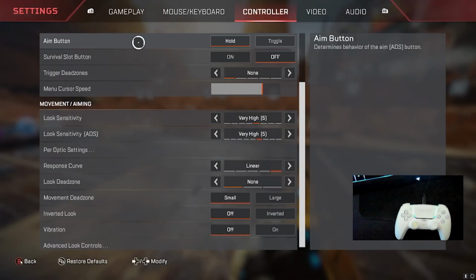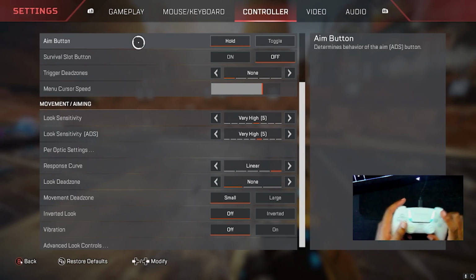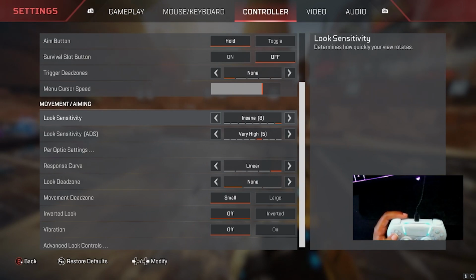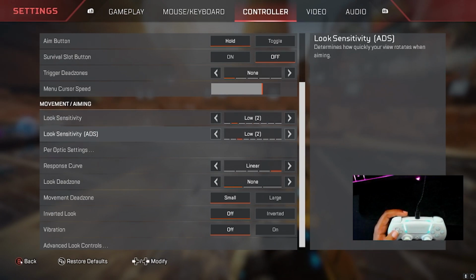Now, for your regular sensitivity, it can be completely up to you, as long as you keep in mind that the higher the sensitivity, the faster your speed, but the less aim assist you get, and also vice versa. The lower your sensitivity, the slower your speeds, but the more aim assist you get.